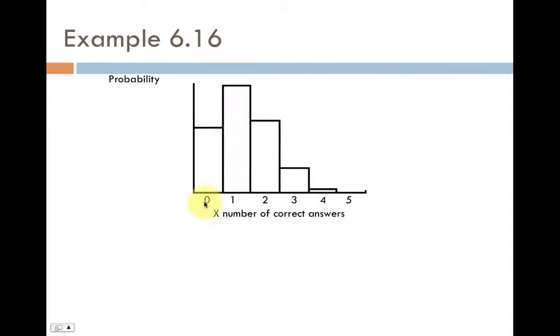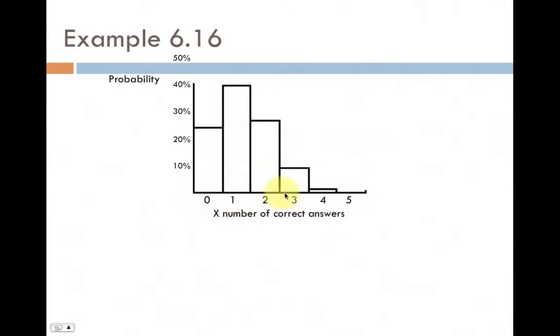If we look at these values of x horizontally, we have 0, 1, 2, 3, 4, 5. We're going to center the values of x beneath the rectangle right in the center. And the height of each rectangle represents the probability of that event happening. I'm not going to expect you to do this on the calculator. You can do this on paper.